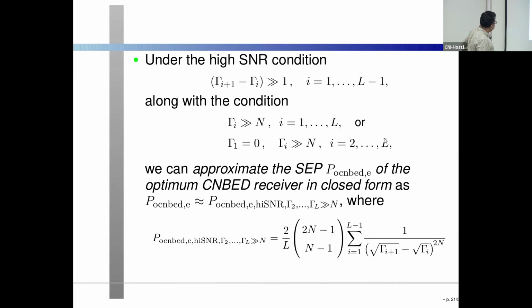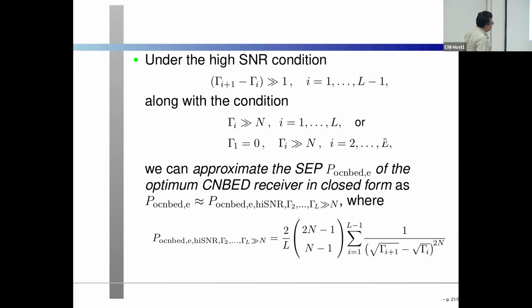ED I will not go into separately, because we will do it for the general alpha, and alpha equal to 2 gives ED. So we will not go into that right now. Now, under the high SNR condition, where the difference of gamma I plus 1 to gamma I is large, along with the condition that gamma is very large compared to n, or the first level 0 and the rest of the levels large compared to n, then you can approximate the optimum CNVD receiver performance also.